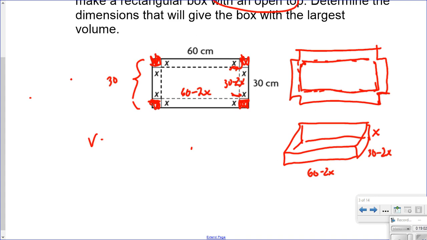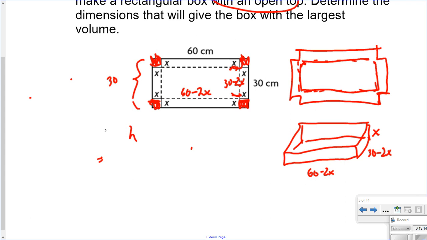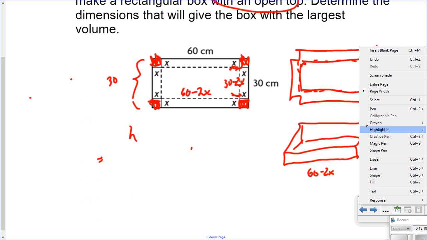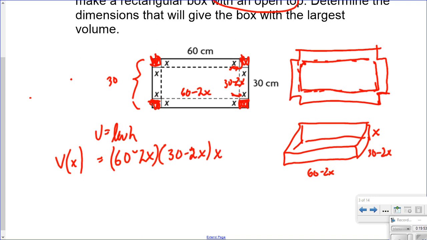Now volume is length times width times height. And in this case, I can write my volume in terms of x. So I kind of had a constraint equation. It's under the constraints of this material, 60 minus 2x and 30 minus 2x and x. But my optimal equation is going to be 60 minus 2x times 30 minus 2x times x, which I'm going to expand all out and factor and see if I can find my amount.